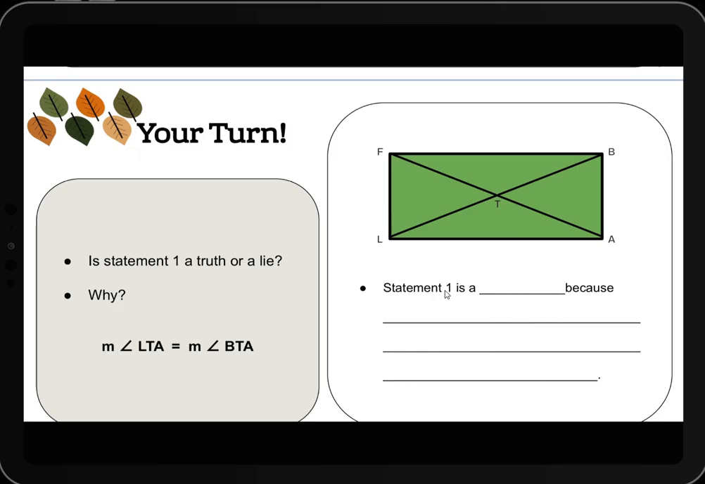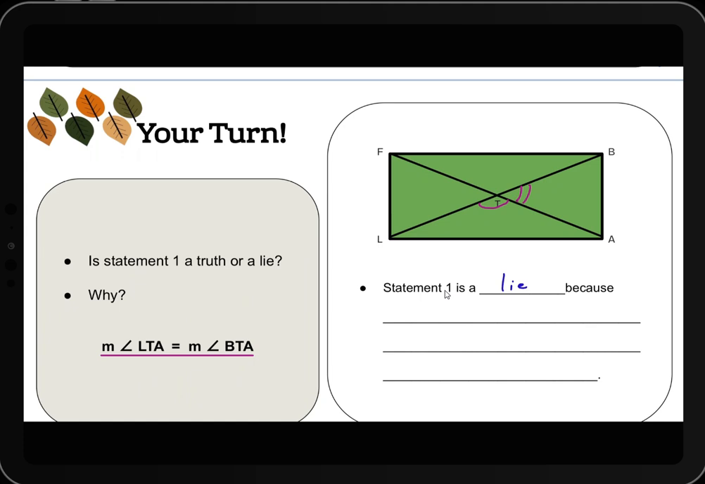Is statement 1 a truth or a lie? So the statement that they're giving us is that the measure of these two angles is equal. Is that a statement that is truth or is it a lie? Well, in our particular case, we can identify that it is going to end up being a lie. Now, the two angles again are represented here and here. Why would that be a lie?